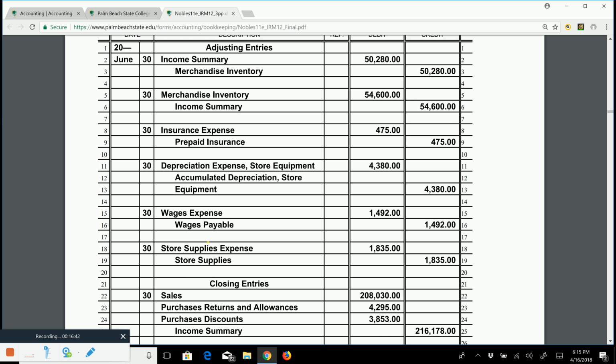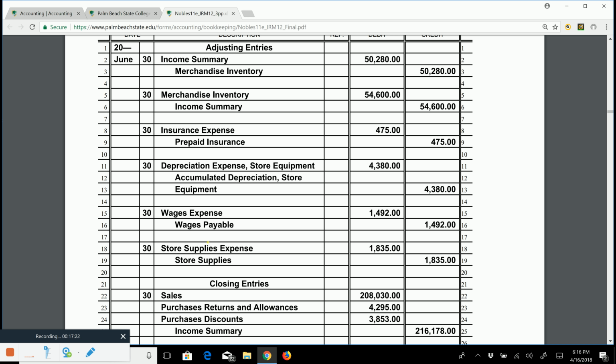So the first adjustment, we're going to use the periodic method of inventory, which means that during the period, you can clearly see we use a purchase account. We see that in the trial balance on page 568. Because we're using the periodic method to account for our inventory, we do not touch that inventory account on our balance sheet at all during the period. We only touch it at the end of the period when we physically count it.